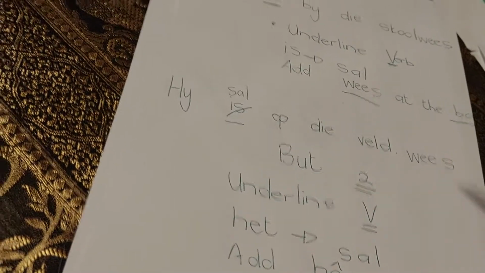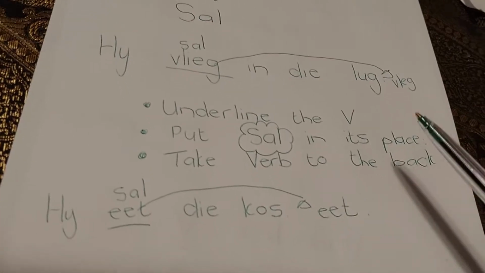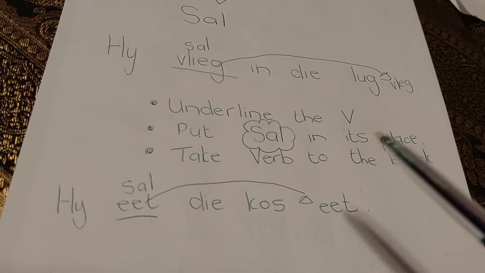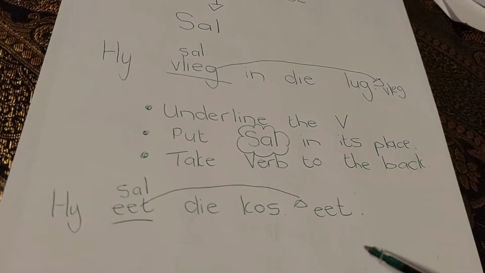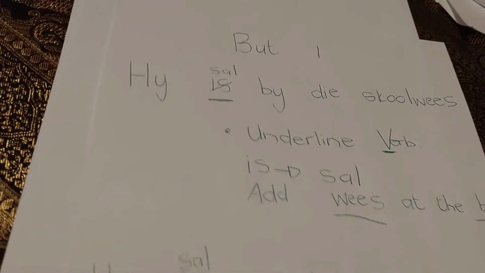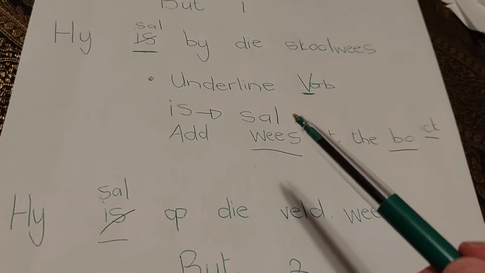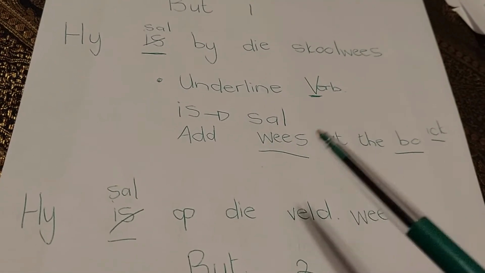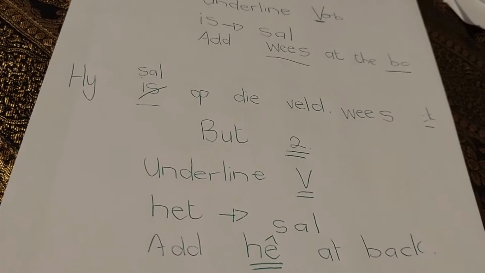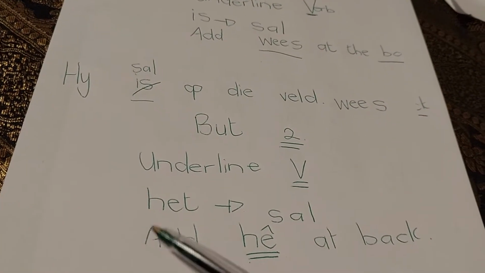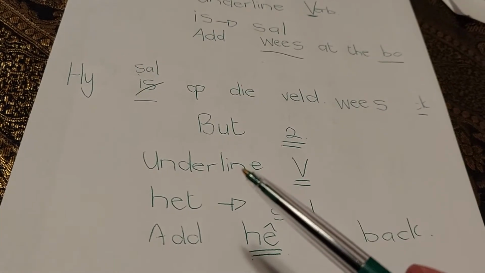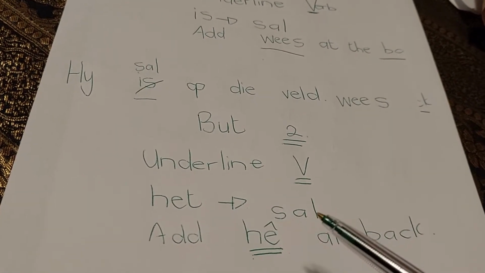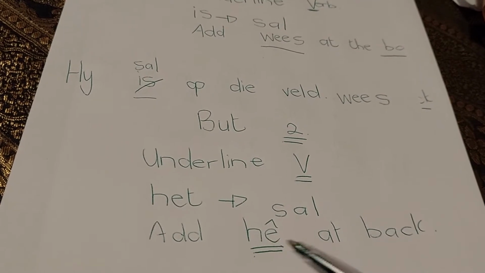Okay, so same with your first steps. You underline your verb, put sal in its place, but here it changes. Okay, if you underline your verb and you see that your verb is is, you change it to sal and you add a vs at the back. Okay, second part. If you see that your verb is het, you still underline your verb. If you see your verb is het, it changes to sal, and then you add a hê at the back.